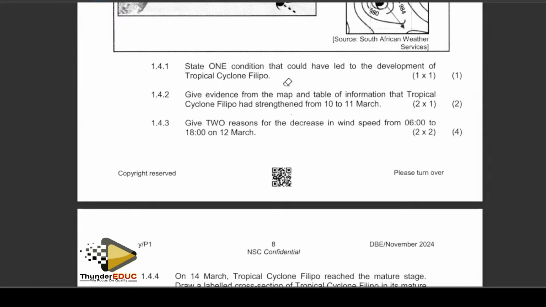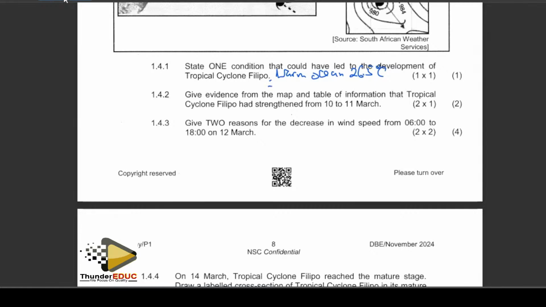Right, here we're looking at conditions necessary for the formation of tropical cyclones. What conditions do they need for them to form? They need warm oceans with a minimum temperature of 26.5 degrees Celsius for them to effectively form. So that is why they form over the Indian Ocean where there is warm water.